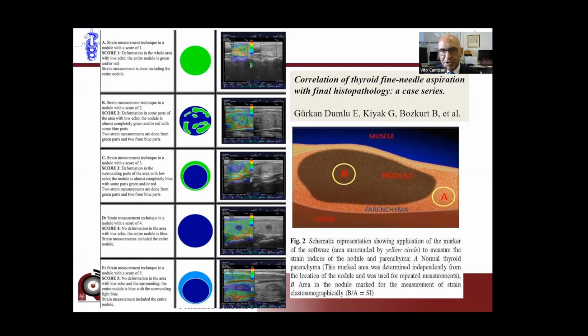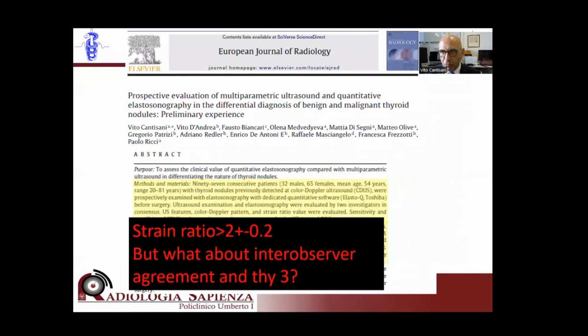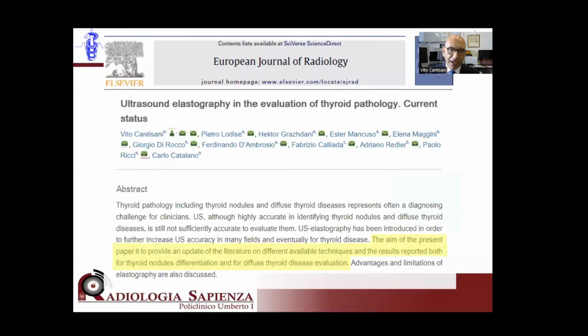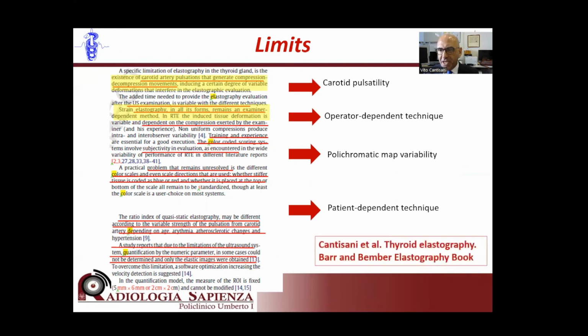And to do it, we needed something else. Therefore, we put 2 ROIs within the lesion and the thyroid tissue, obtaining the strain ratio. And my group was one of the first to find out that we will have, with any kind of equipment, a different cutoff. When you approach any kind of technique, you have to be aware of the possibilities, but also of the limits, as I showed in my previous presentation.